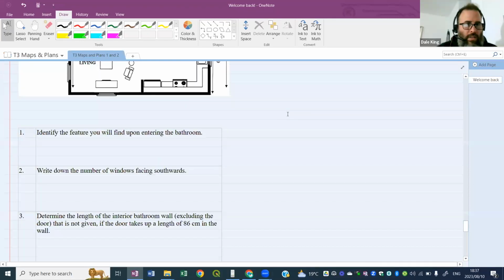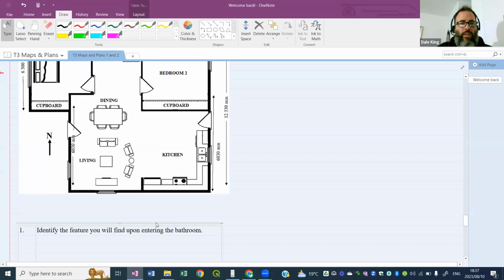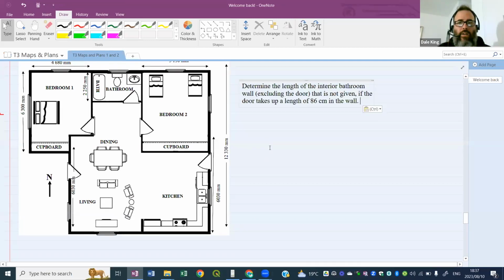All right, determine the length of the interior wall, excluding the door that is not given, if the door takes up a length of 86 centimeters in the wall. All right, let's just understand this. In fact, I'm going to copy and paste this and bring it up here to the diagram. Let's have a look at it here. All right, there it is.